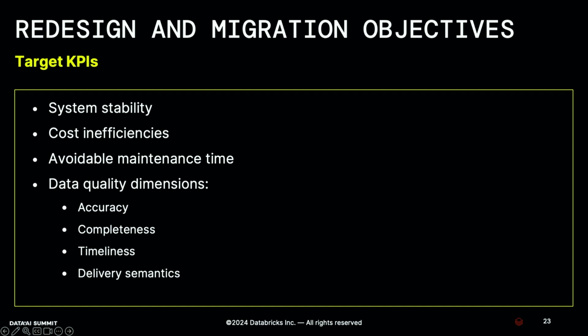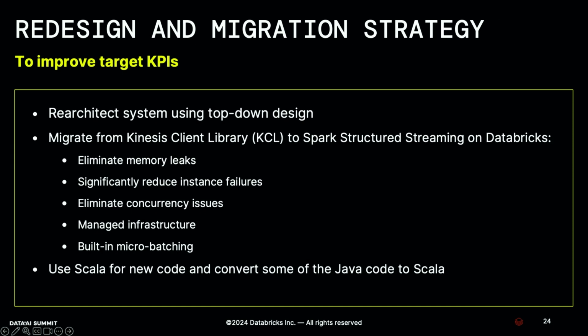And the last one is better known as at least once, exactly once, or at most once data delivery guarantees. What is the strategy we followed to improve those target KPIs? We re-architected the system using top-down design now that all the requirements are known.